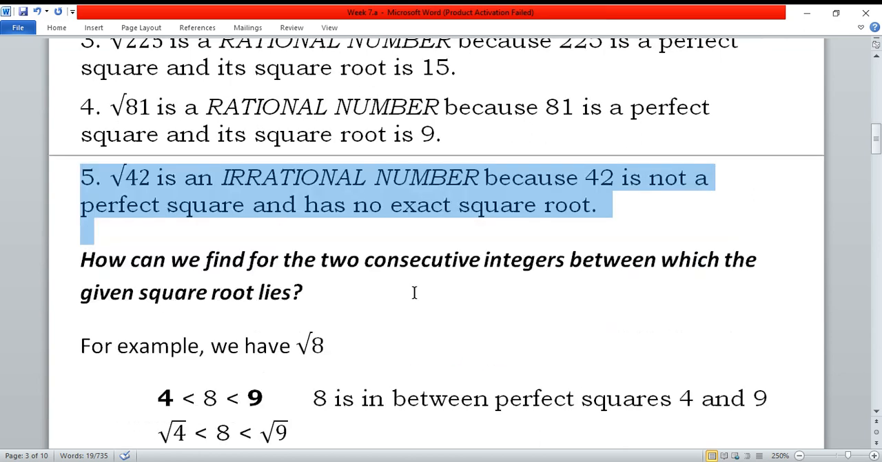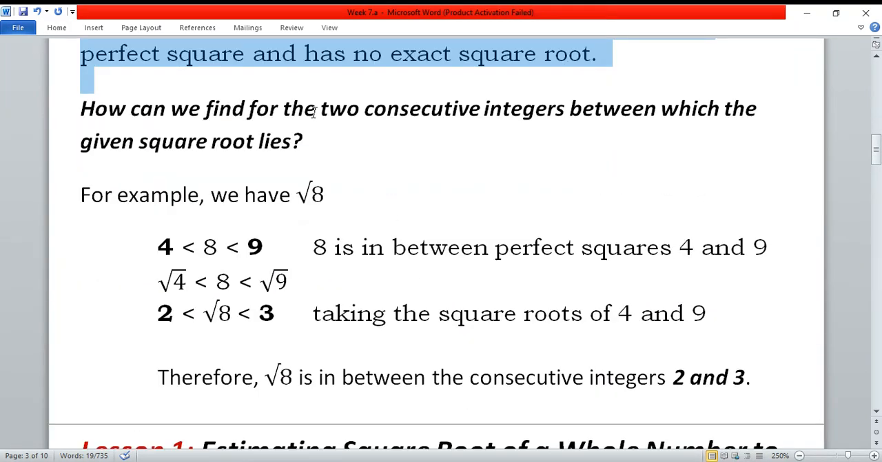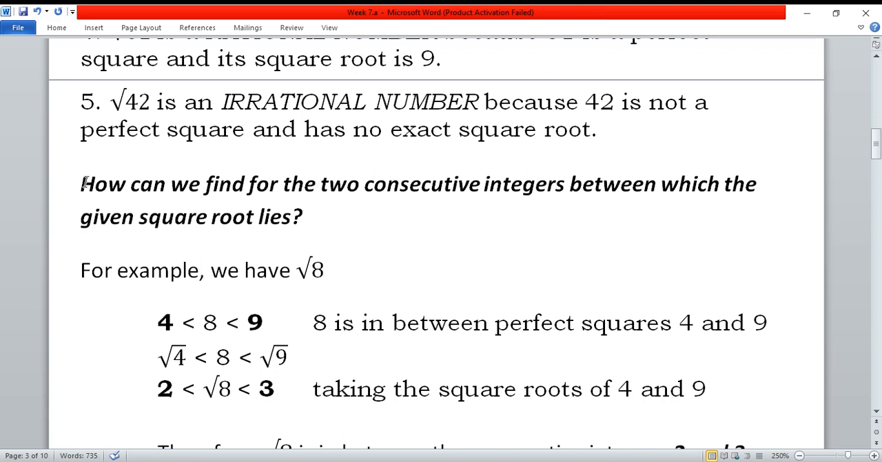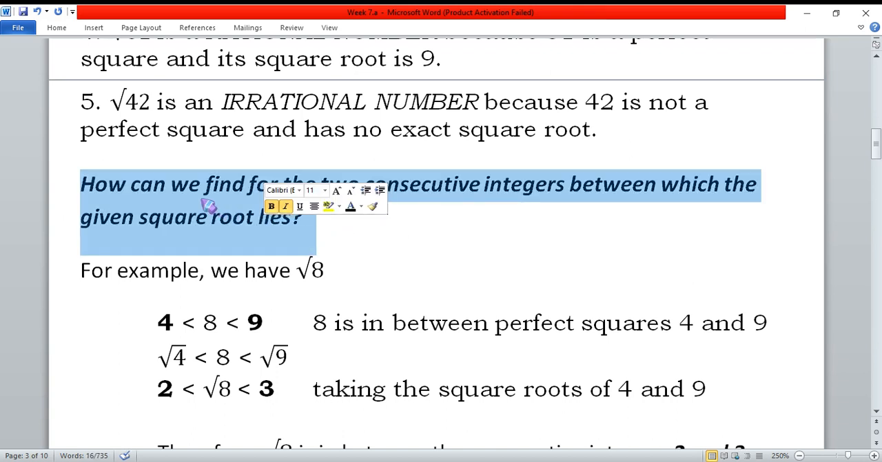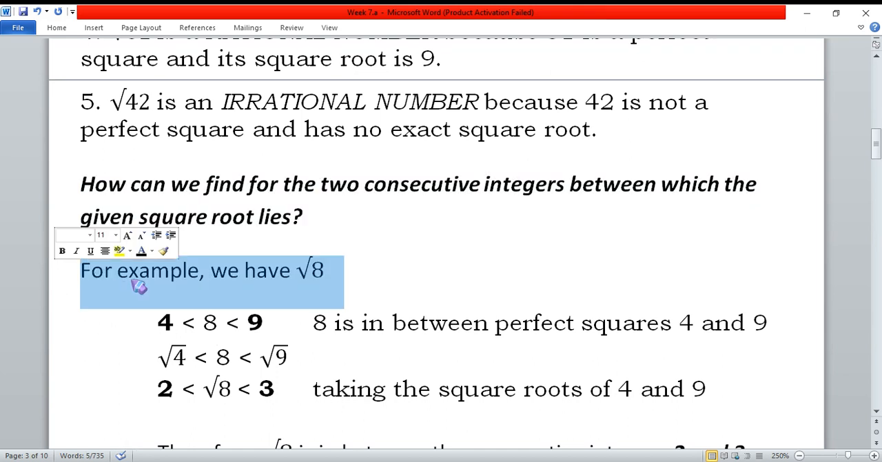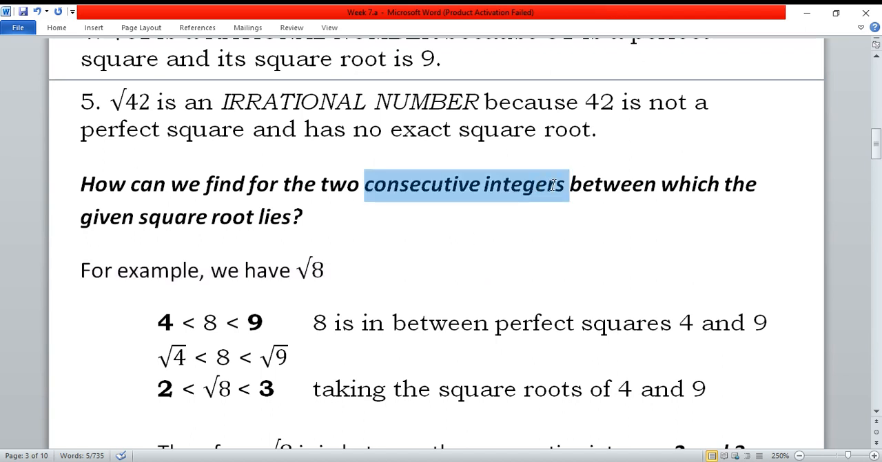Okay. So this time, let's again have a simple recon on how to find two consecutive integers between which the square root lies. Okay? So importante ito as we go through our main lesson, main topic. So for example, we have square root of 8. So saan natin makikita yung square root of 8? Saan? Sa pagitan ng anong dalawang magkasunod na number, na integers.